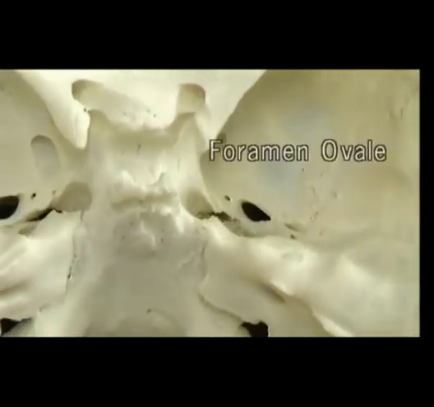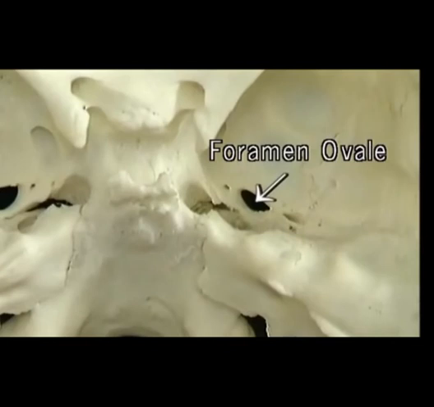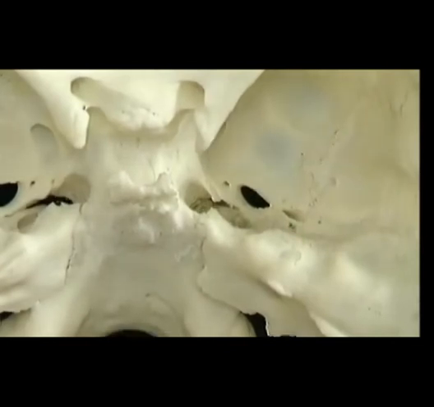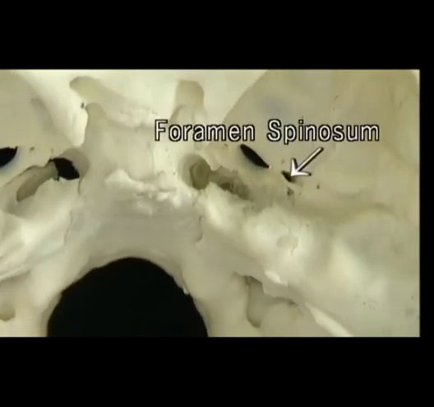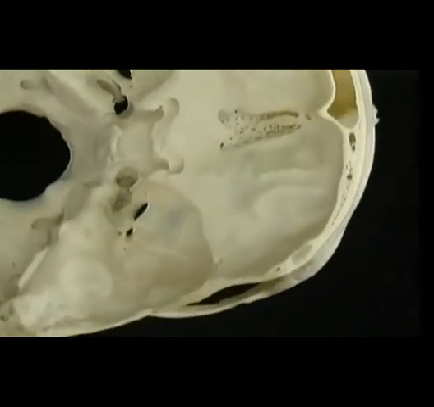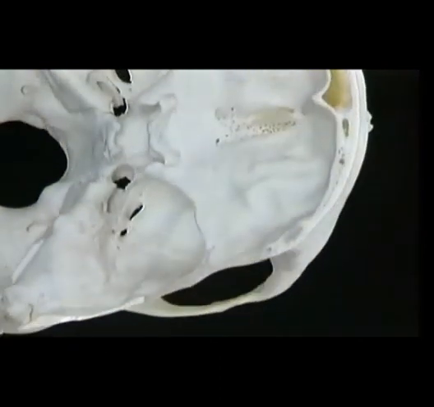The 2 openings that pass downward are the foramen ovale for the mandibular branch of the trigeminal nerve, and behind and lateral to it, the foramen spinosum for the middle meningeal artery. To see where these two come out, we'll go around the underside.